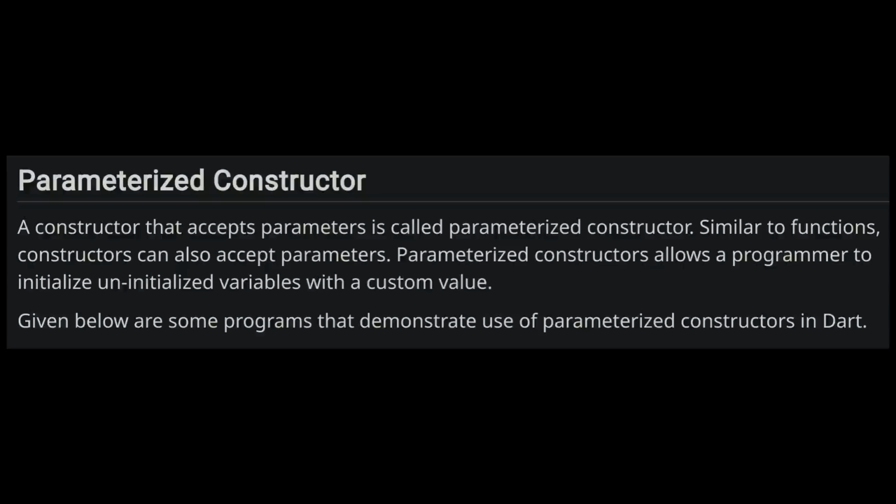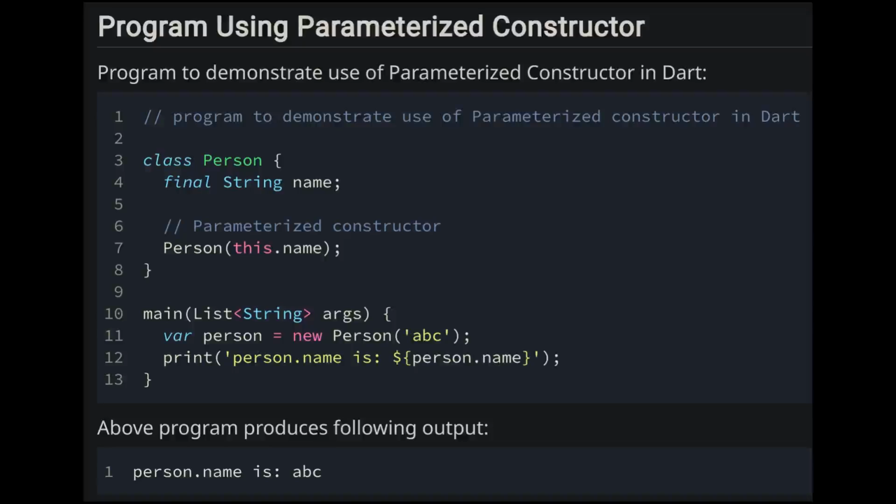Now I will explain parameterized constructors in Dart programming language. A constructor that accepts parameters is called parameterized constructor. Similar to functions, constructors can also accept parameters. Parameterized constructors allow a programmer to initialize uninitialized variables with a custom value. Given below are some programs that demonstrate the use of parameterized constructors in Dart.